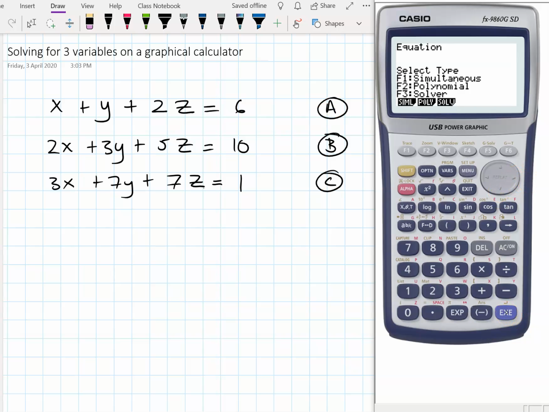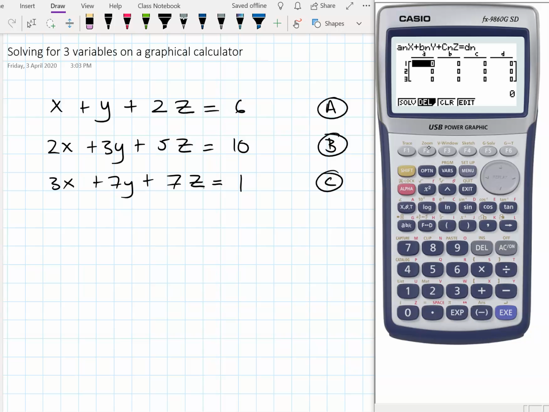Go to the equation section, press enter, and you have three options here: either solve simultaneously or polynomials or using the solver function. We're going to want to do simultaneous equations, so we're going to press F1. They now need to know how many unknowns there are. We've got three unknowns. We've got an X, a Y, and a Z. So I've got three unknowns, so I'm going to press F2.